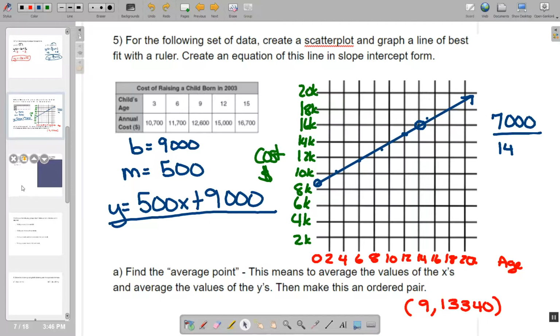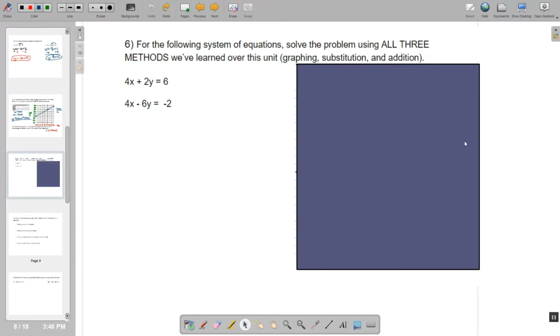Let's move on to the next one. For the following system, solve the problems all three ways. That means adding, substitution, and the graphing method. Now, the graphing method is probably the fastest one, which means we've got to put each of these into y equals form. So for my first one, I would get y equals negative 2x plus 3, and I'm shortcutting that a little bit. And then the bottom one is a little bit tougher. That's going to be y is equal to positive 2/3 x plus 1/3.